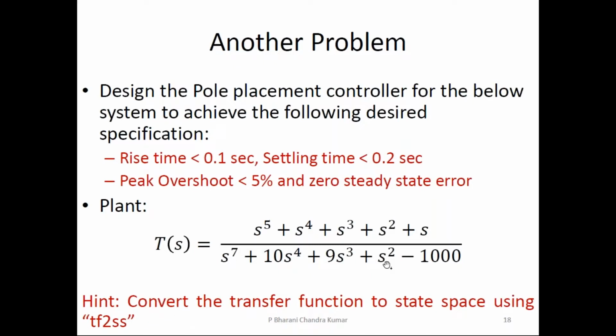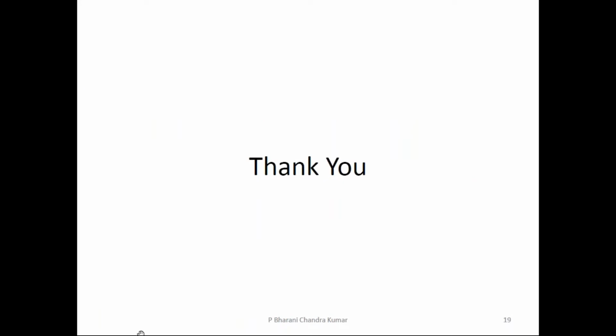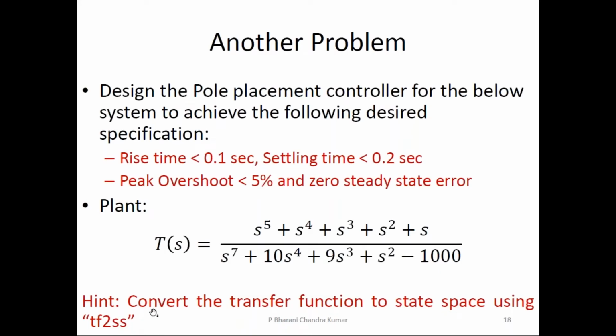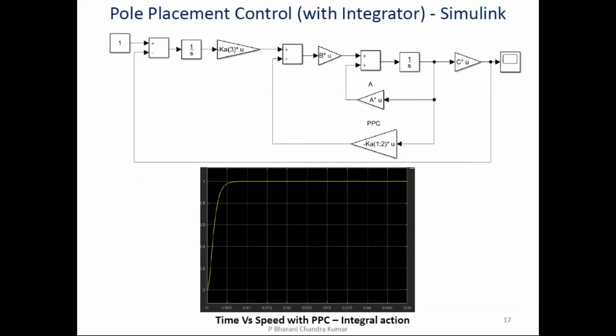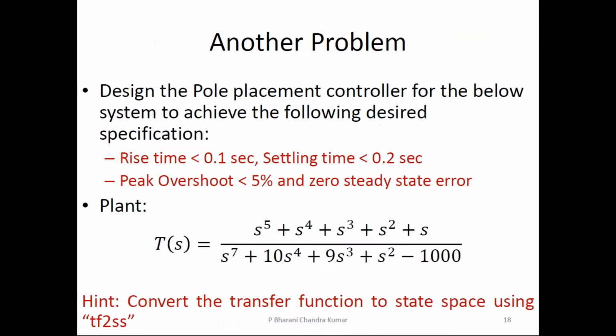The hint here is you can convert this transfer function to state space by using the command tf2ss. Go through the tf2ss command, see what is happening in it, and try to find the equivalent state space model. Once the state space model in terms of A, B, C, and D is given to you, based upon the code I have shared, you can easily design the pole placement controller. So that's it from my side today. This is what you have to do, and I hope you might have done this.